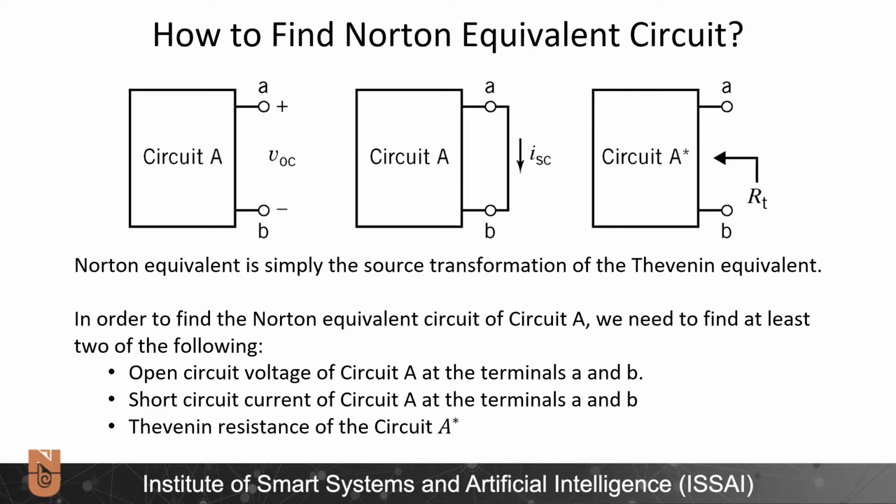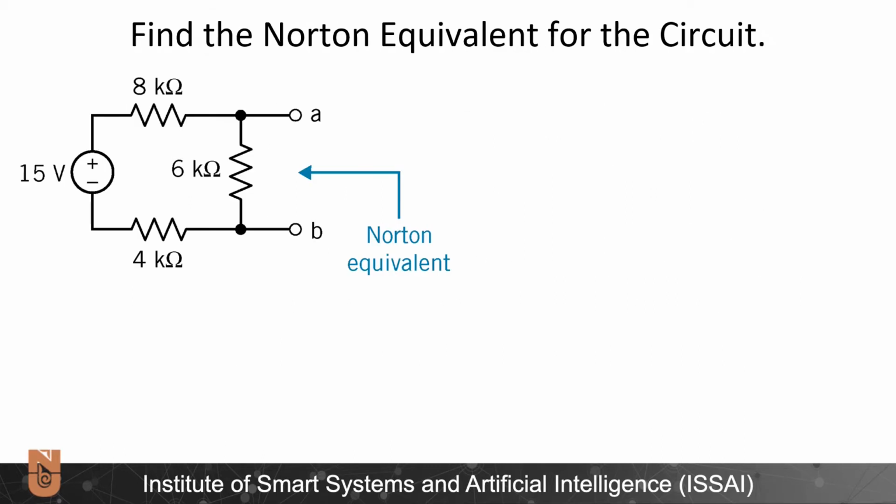These are finding two of the following: open circuit voltage of circuit A, short circuit current of circuit A, or Thevenin resistance of the circuit A star, which is the version of A with the short-circuited voltage sources and open-circuited current sources. Let's find the Norton equivalent circuit.